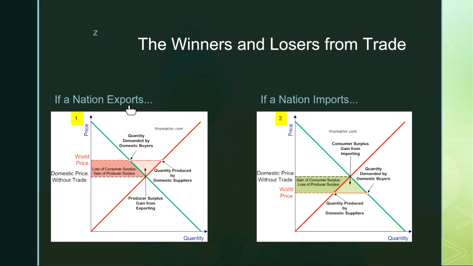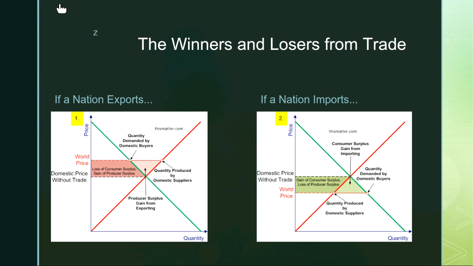If a nation exports, i.e., if the world price is above the domestic price, let's look at what happens. Let's work through this graph. First off, I want us to identify the parts of this graph. Our domestic price without trade is the line straight through the middle that establishes our domestic equilibrium. That makes sense, right? Our green line is our domestic demand curve, and our red line is our domestic supply curve. Now, the world price, notice here, this red line is above our domestic price. So our domestic price is below it here at the equilibrium, and the world price is above it.